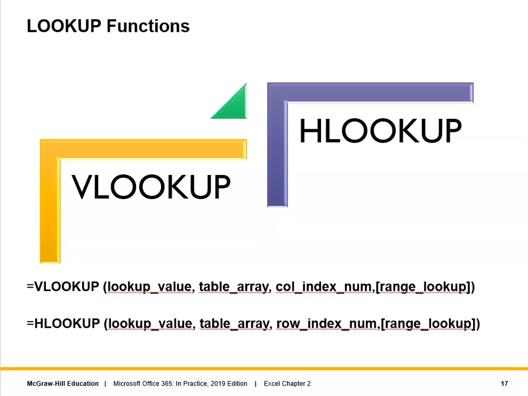The HLOOKUP function has a row index number argument instead of the column index number argument. The table array is set up horizontally and the first row is arranged in alphabetical order from left to right.